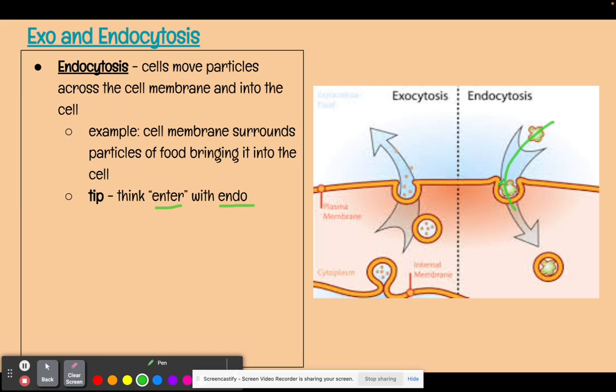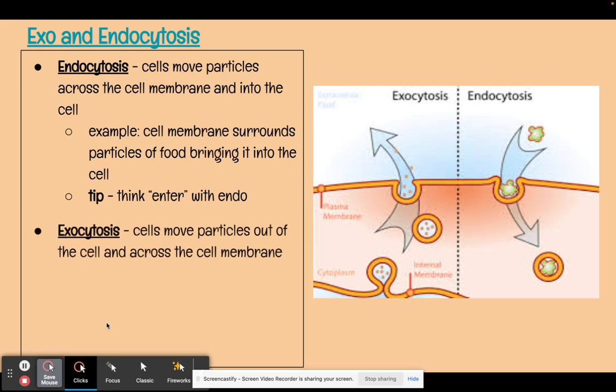It's too large to just pass through, but the cell membrane has decided this is a good thing. Remember, our gatekeeper of the cell. So it's going to envelop itself around it. And this is the vesicle I'm referring to, the little envelope that the food is surrounded in, so then it can be transported throughout the cell.